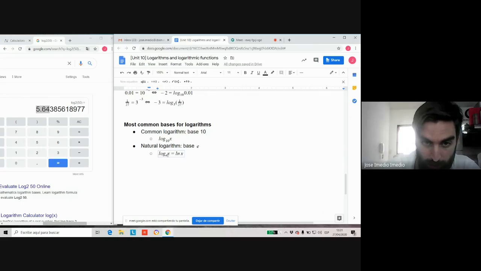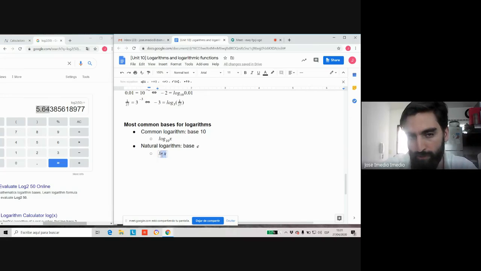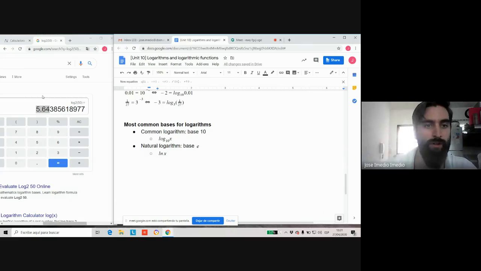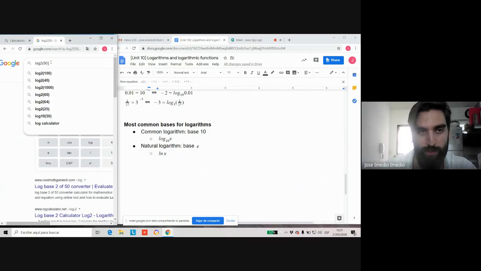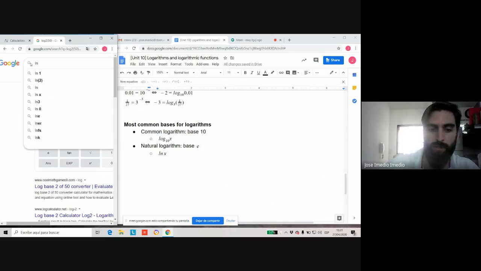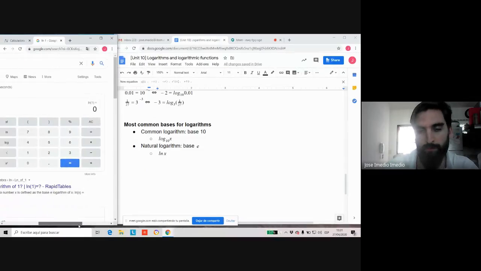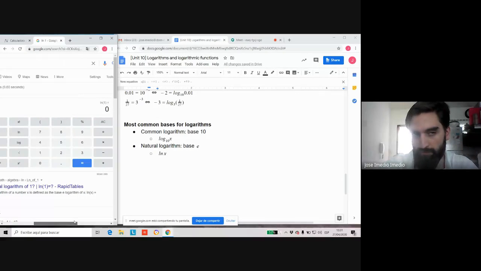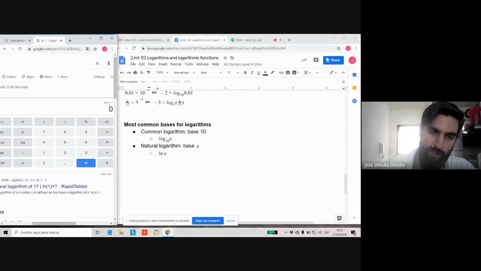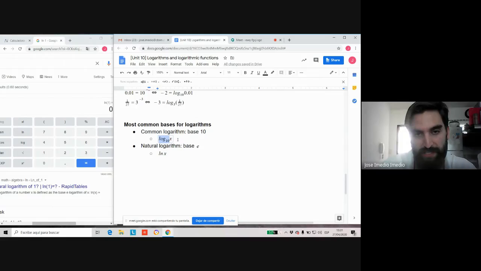Actually, I'm going to erase this because you're not going to find that in any math book or in your calculator. You're going to find this expression, the natural logarithm of a number. Here in the Google calculator, you're going to find that. The natural logarithm of 1 is 0, right? Because any number raised to the power of 0 gives you 1. But this is just for you to know that these are the two most common bases for logarithms.